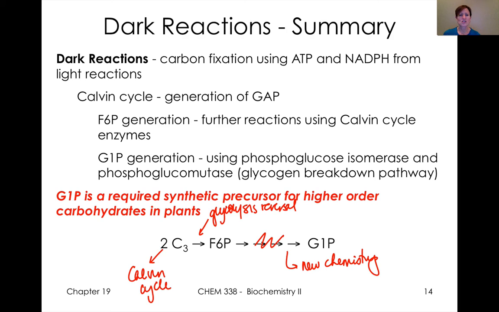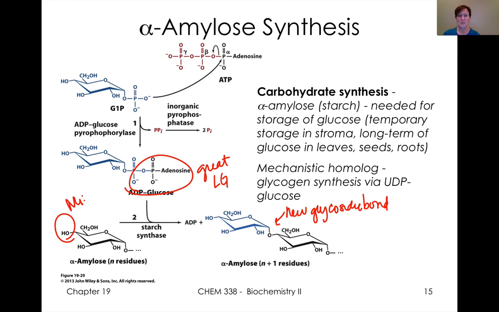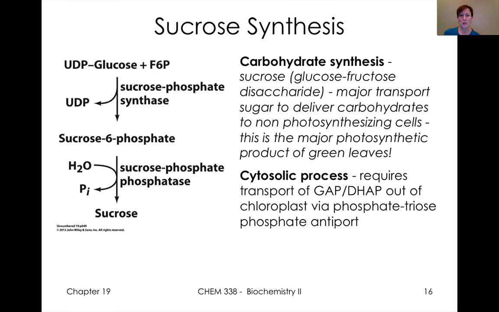And that's important because G1P is a required precursor for the synthesis of a lot of higher order or polymeric carbohydrates in plants. Just to mention a couple of them here, when we talk about alpha amylose, remember alpha amylose is the linear homopolymer of glucose. So taking G1P and activating it with ATP to make a good AMP leaving group allows us to polymerize alpha amylose, generating these new alpha-1,4 glycosidic bonds. This is similar to chemistry that we saw with UDP glucose when we saw glycogen synthesis, so a good opportunity to review that component from glycogen.